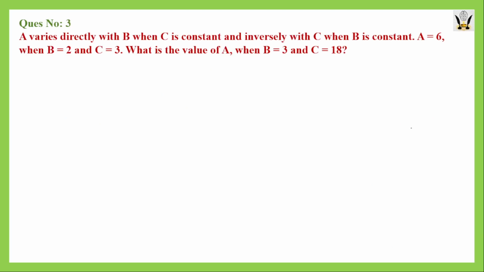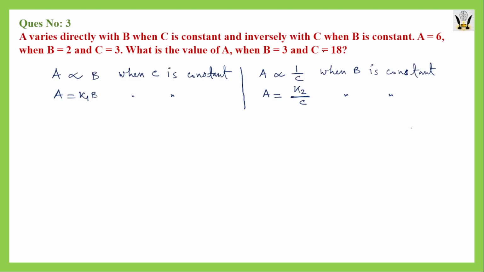Now the next one. Next one says that A varies directly with B when C is constant, and inversely with C when B is constant. Now A is equal to 6 when B is equal to 2 and C is equal to 3. So now we need to find what is the value of A when B is equal to 3 and C is equal to 18. First two problem sums were on ratio, and this one is on proportion.